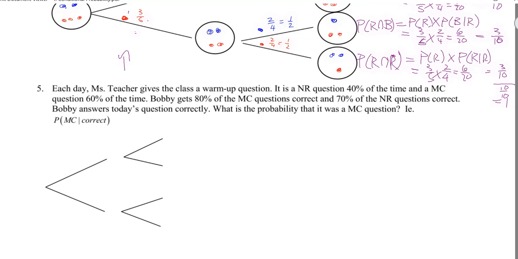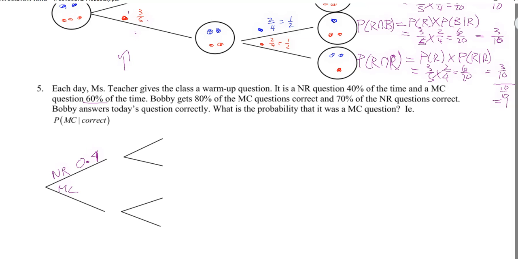So we want the probability it's multiple choice given that it's correct. Okay, so we can use the tree diagram to help us figure this out. So the question is either numeric response or multiple choice. It's a numeric response 40% of the time. Let's call that 0.4. Which means multiple choice. Now, they didn't even really have to tell us this, right?